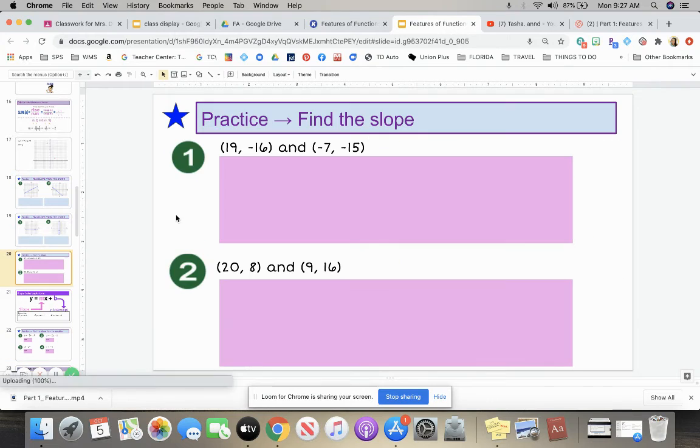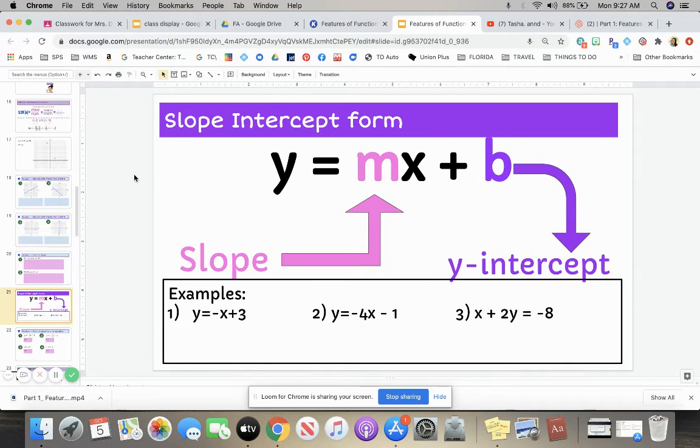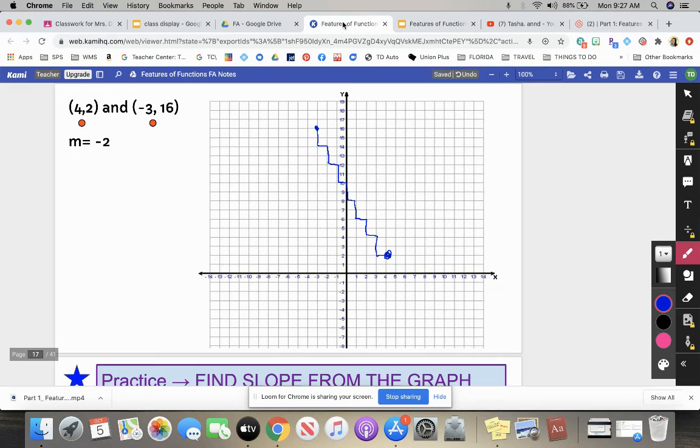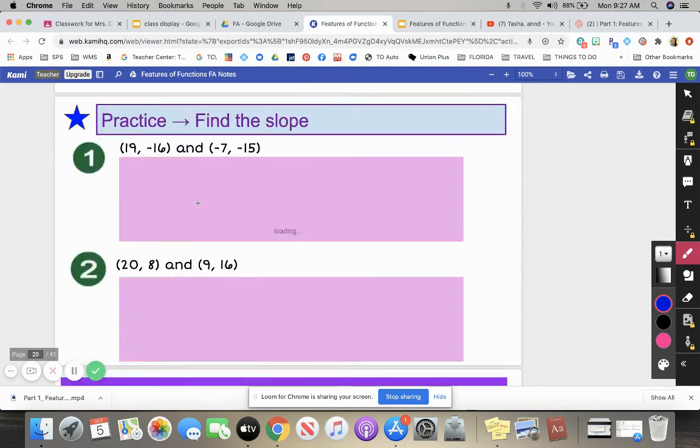Okay, now we're getting into slope-intercept form. And that equation is y is equal to mx plus b. Get yourself familiarized with this equation, slope-intercept form. Okay, so we have m means slope, b means y-intercept. Okay, and here are some examples.